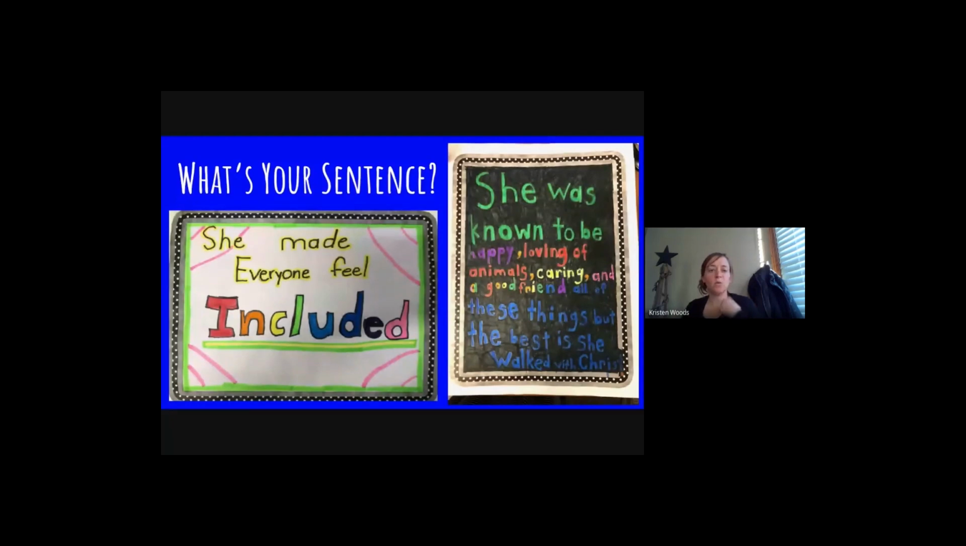Another student, her one sentence was she made everyone feel included. And then the last example was she was known to be happy, loving of animals, caring, and a good friend. All of these things, but the best is she walked with Christ. So that's the level of thinking you can get out of upper elementary kids using these depth and complexity icons.